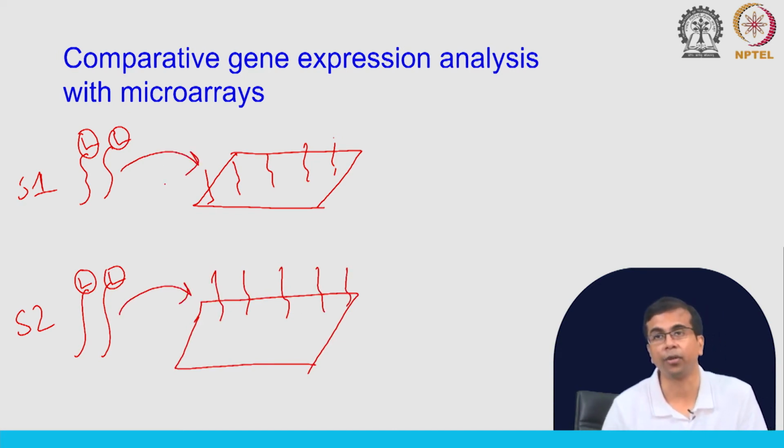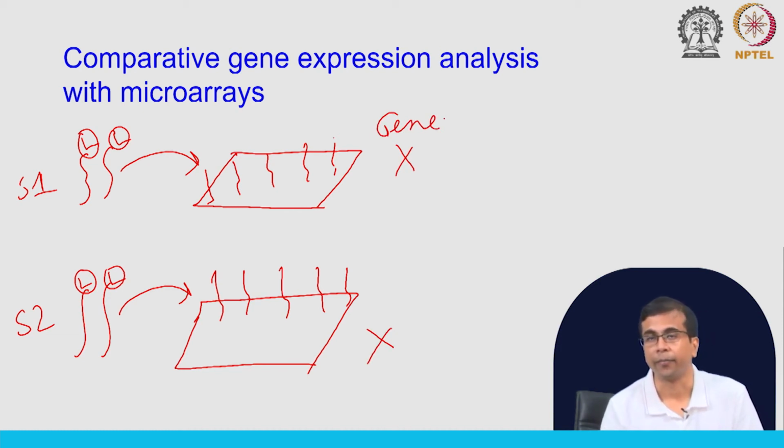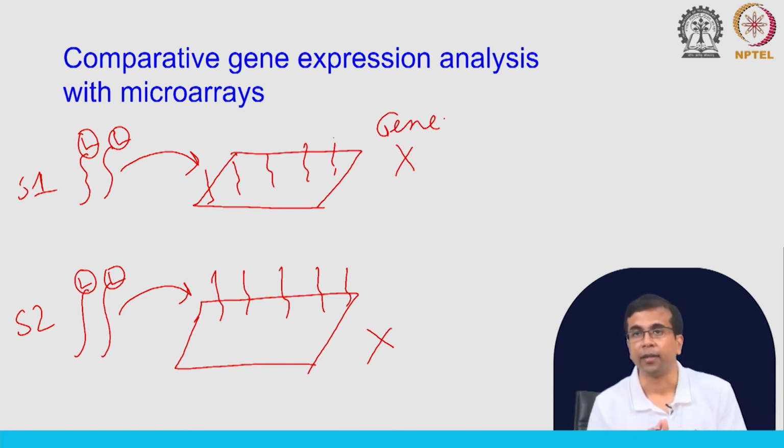This is the hybridization process again. So, once we go for hybridization, what will happen? Let us imagine we are measuring the expression level of a single gene X. We have probes against this gene X on the array. These probes are present in multiple copies, maybe in hundreds or thousands of copies.